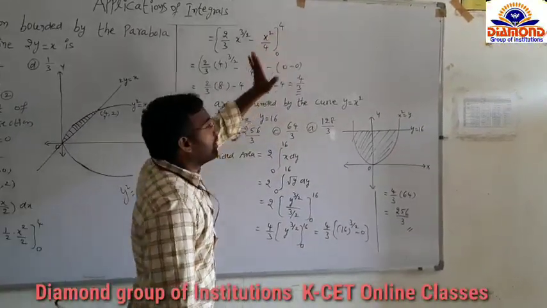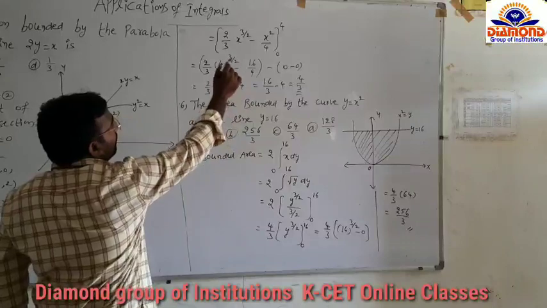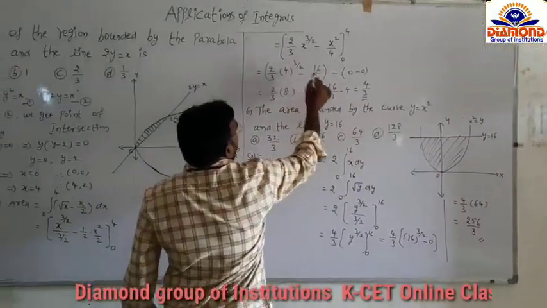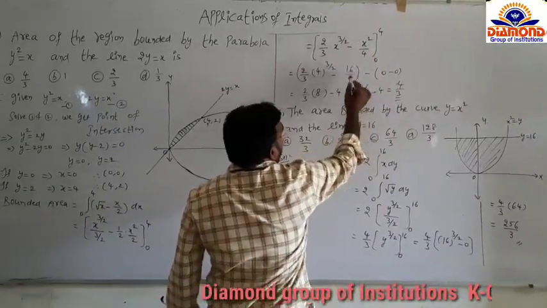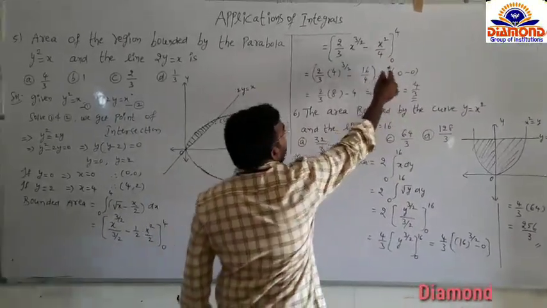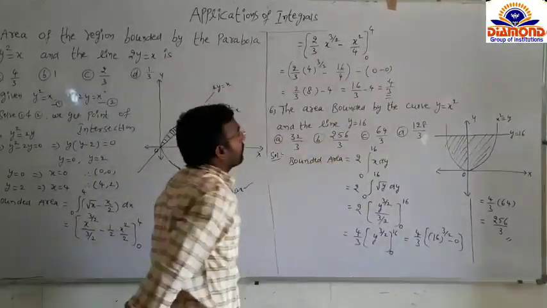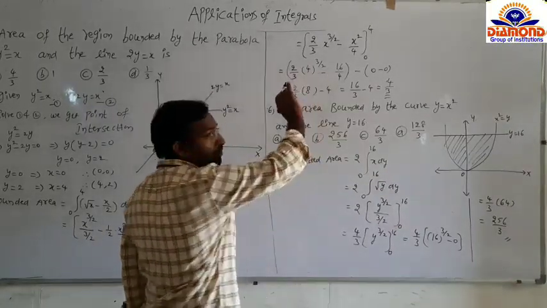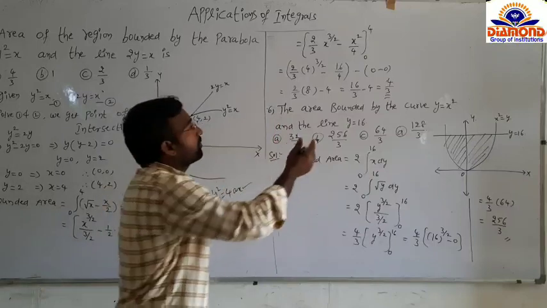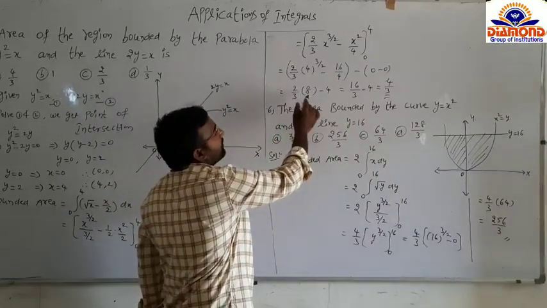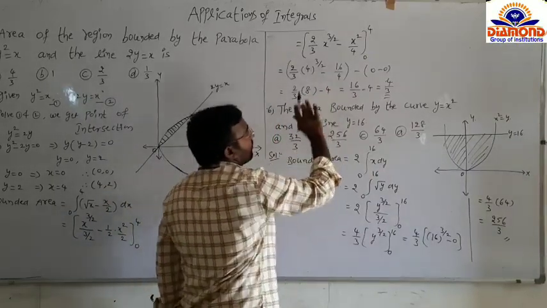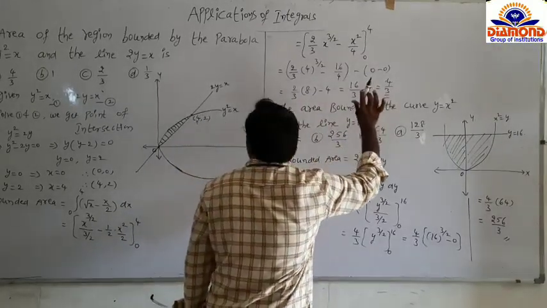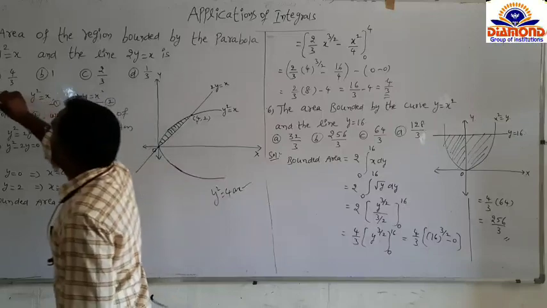Limits 0 to 4. First substitute upper limit 4, what you get: 2 by 3 into 4 power 3 by 2 minus 4 square is 16, so 16 by 4, minus half. Lower limit is 0, so 0. So next, 2 by 3 into 4 power 3 by 2: 4 is nothing but 2 square, so 2 to cancel we get 2 cube. 2 cube value is 8. So 2 by 3 into 8 minus 16 by 4 is 4. So this equal to 16 by 3 minus 4 equal to 4 by 3. So final answer option A.